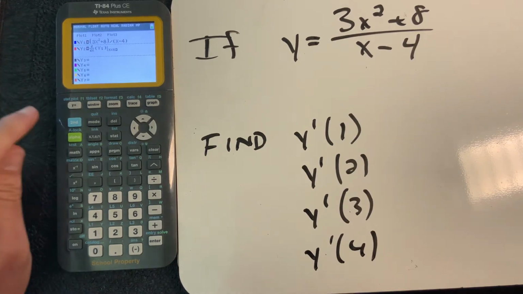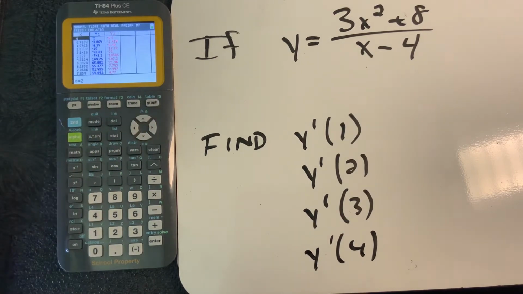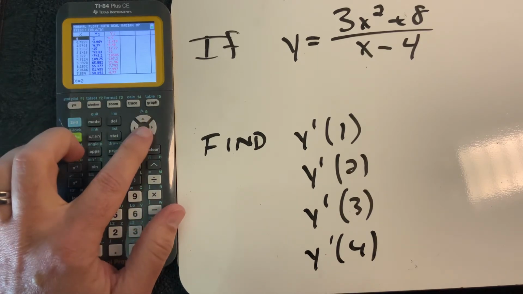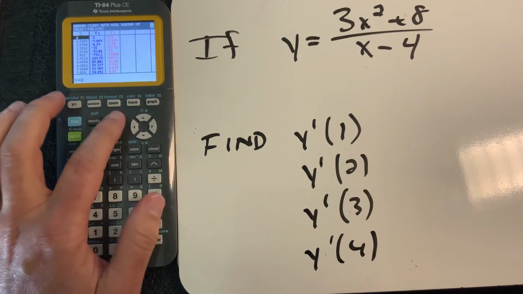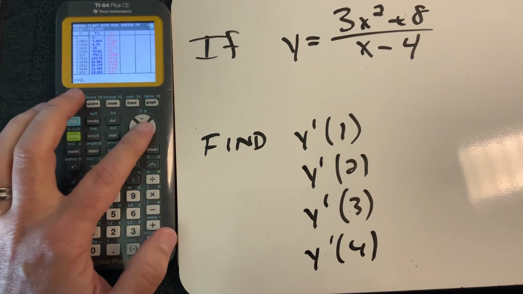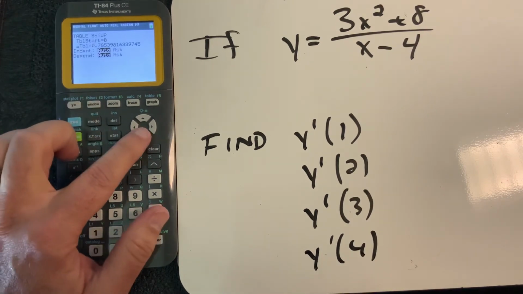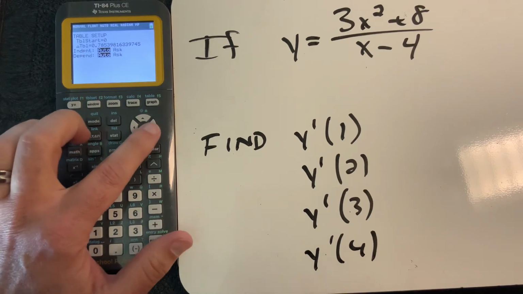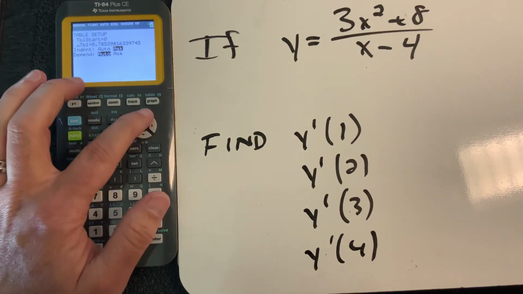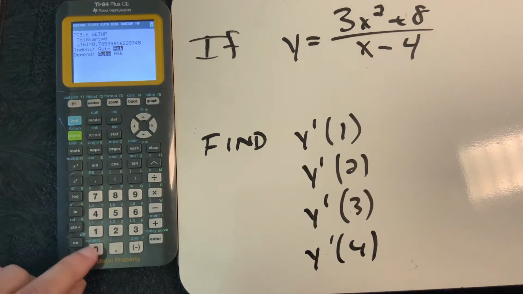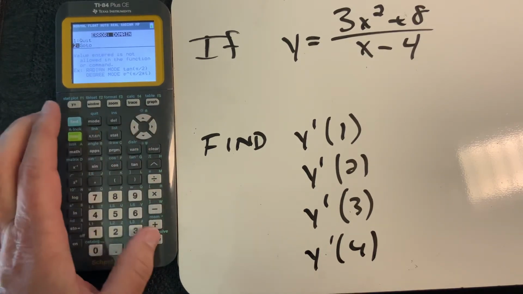If you go to your table feature, hit second table set. Right now it's set to auto. I'm going to change this to ask. By changing it to ask, I'm going to get to decide what's going to go into this table.